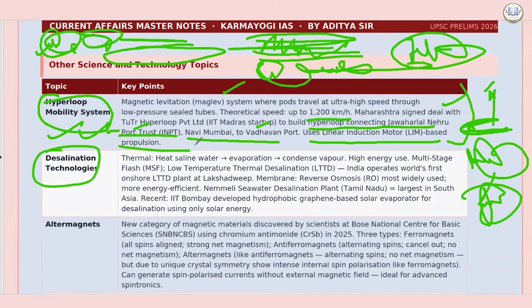Desalination technology. Here, saline water is heated and evaporated, and condensed vapor is formed, which is high energy use. So multi-stage flash and low temperature thermal desalination are there. India operates the world's first onshore plant at Lakshadweep. We use membranes like RO, most widely used, more energy efficient. We have the Nameli seawater desalination plant in Tamil Nadu. It is the largest in South Asia. Recently, IIT Bombay developed a hydrophobic graphene-based solar evaporator for desalination using only solar energy.